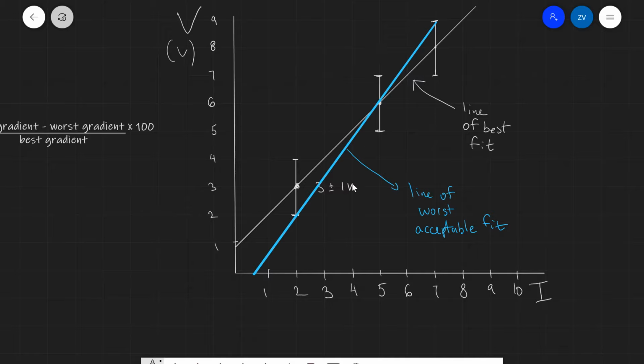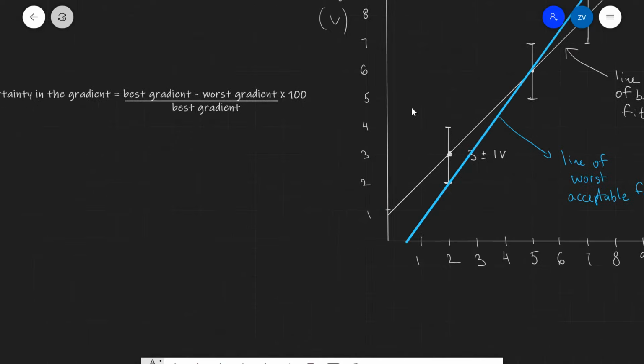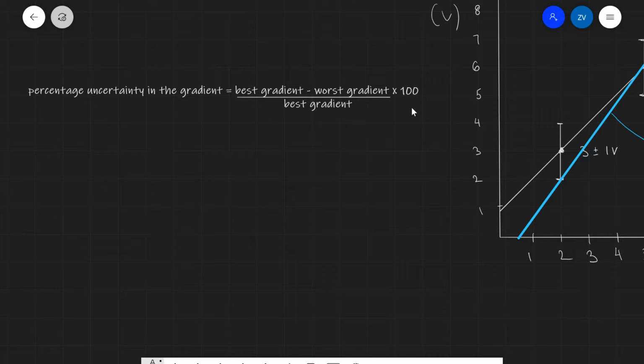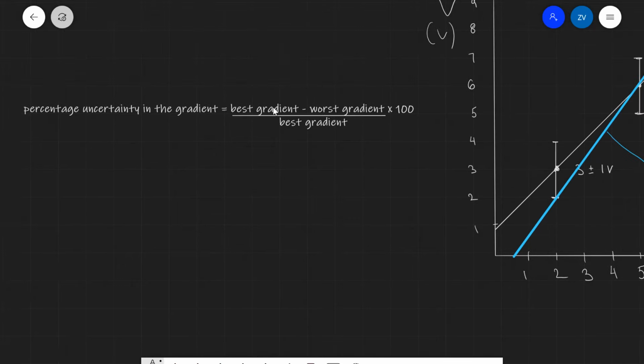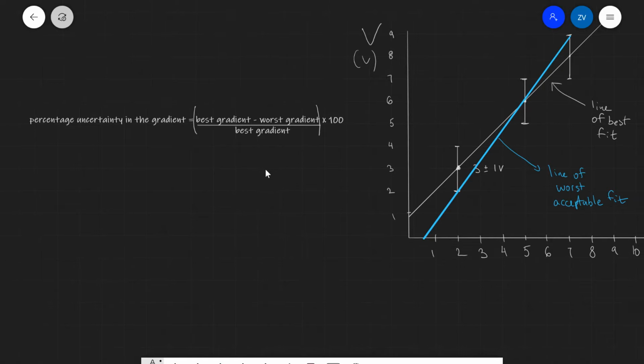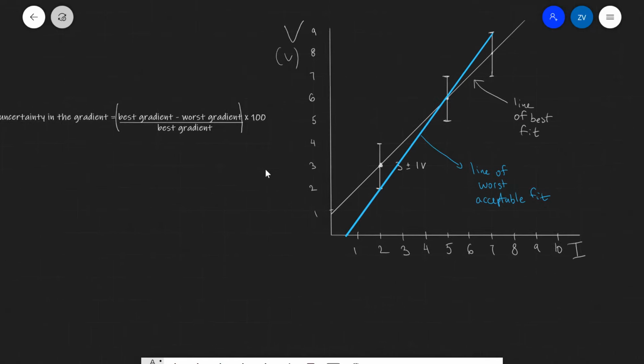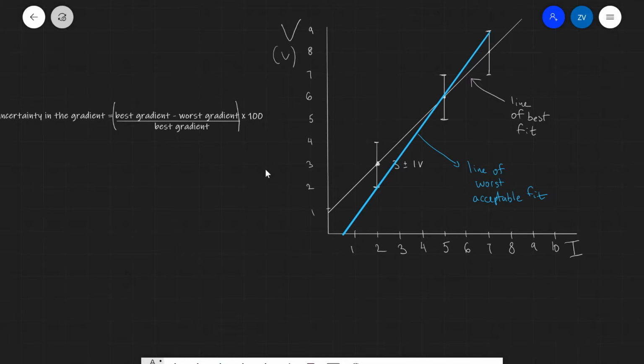So why did we actually draw the line of worst acceptable fit? Well, we're interested in the percentage uncertainty in the gradient, and the formula for it, which is not given in the exam, is that the percentage uncertainty in the gradient is equal to the gradient of the line of best fit, take away the gradient of the line of worst fit, divide by the gradient of the line of best fit, times 100. I'm just going to add in some brackets over here just in case. And this is a really important formula. We could use that if we wanted to calculate the percentage uncertainty in our gradient in this case.